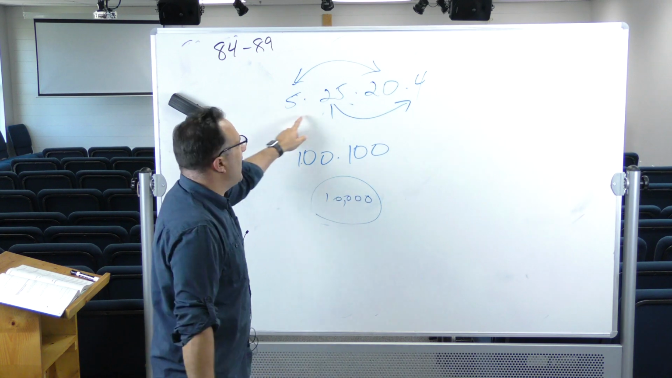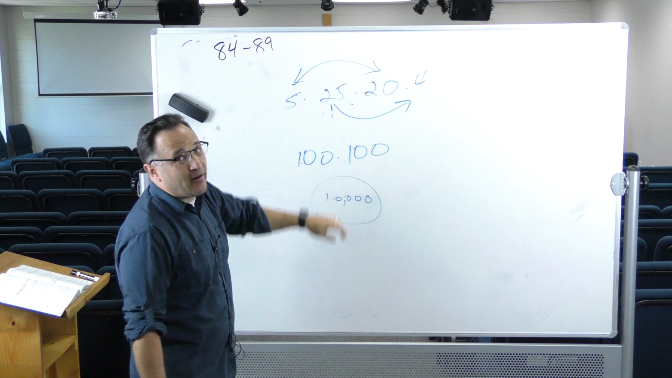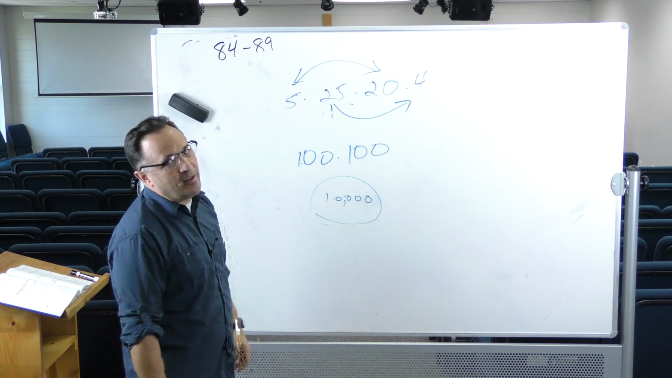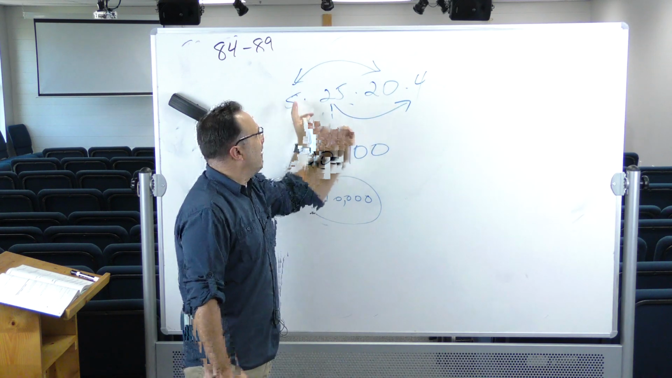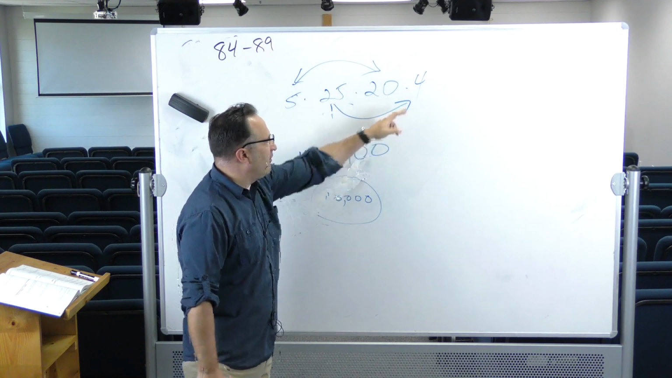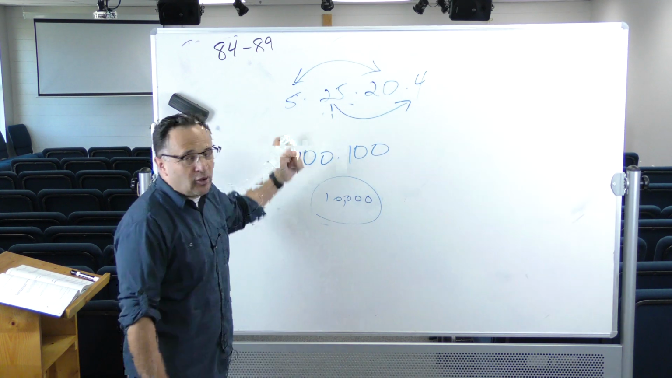So letter A is 5 times 25 times 20 times 4. I could do that left to right if I want to in order, or I could use the commutative and associative property and be creative in that. And 5 times 20 is 100, 25 times 4 is 100, 100 times 100 is 10,000. And again, you can do this in your head that way.